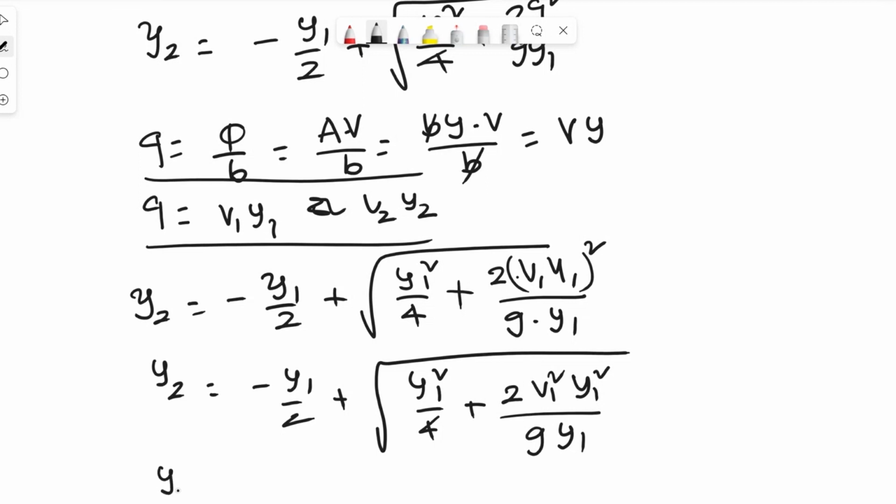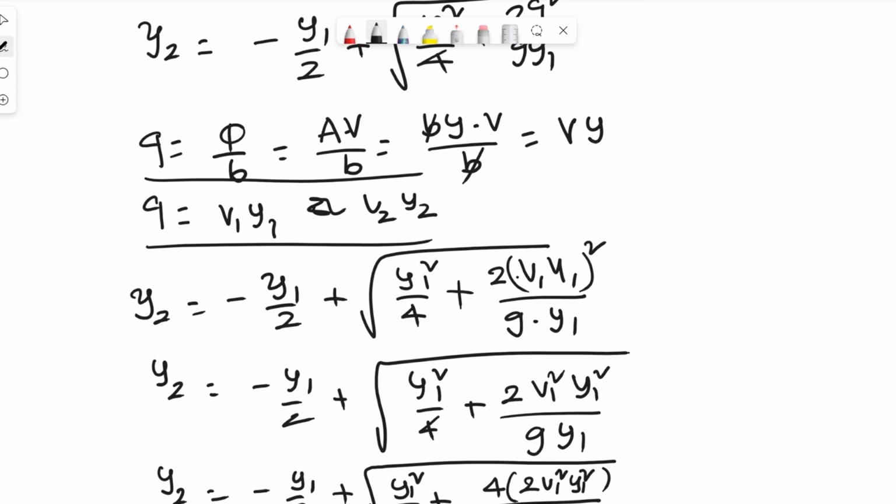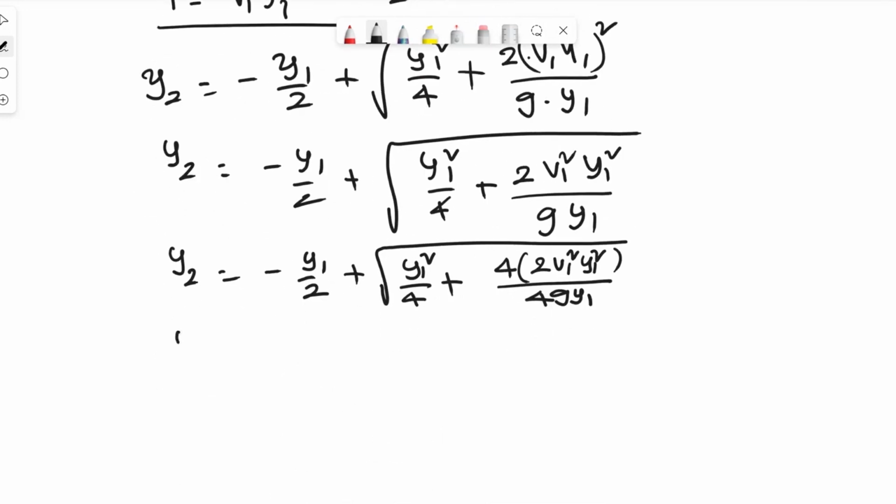Right. Next, what will I do? Minus y1 by 2, this I won't touch, plus square root of y1 square by 4. What I will do is multiply the numerator and denominator by 4: 4 into 2v1 square y1 square by 4g y1.